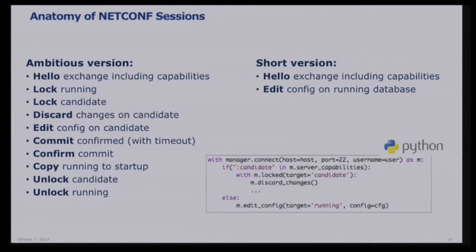You would edit the config on the candidate. You would probably commit confirmed, and you would probably go and do some tests while the confirming timeout is running. When you're happy with everything, you confirm the commit, and you copy running to startup, you unlock the candidate and the running, and you're done. A fairly watertight set of operations that actually covers many of the errors and the kind of failure cases that we see in traditional configuration management.